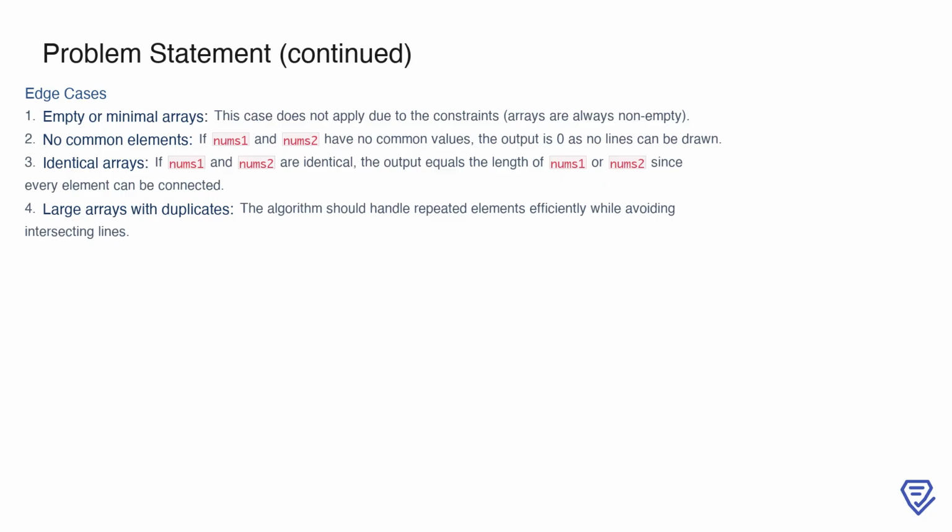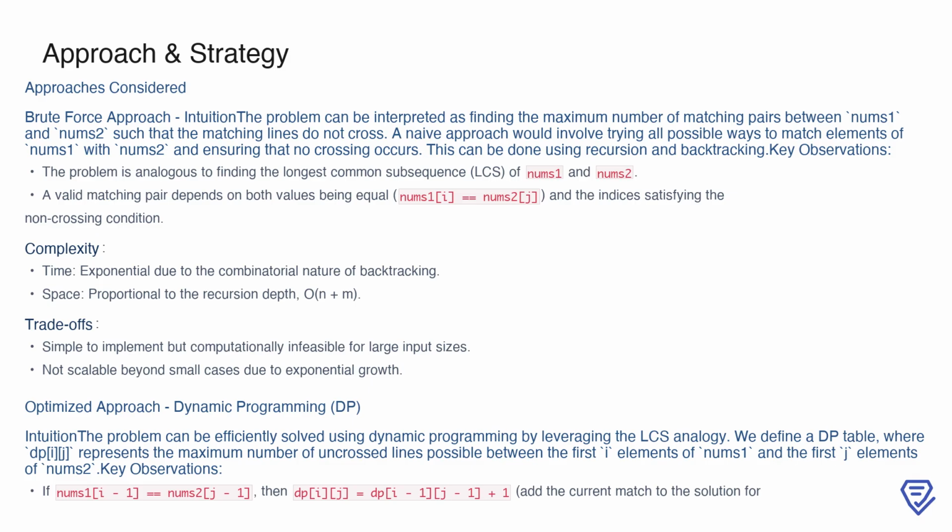for performance. To tackle the problem of uncrossed lines, we first considered a brute force approach. The idea here is to interpret the task as finding the maximum number of matching pairs between the two arrays, nums1 and nums2, with the condition that no lines connecting these pairs intersect. Using recursion and backtracking, we could try all possible ways to match elements from the two arrays and ensure the non-crossing condition is satisfied. However, there are key observations that make this challenging. The problem is analogous to finding the longest common subsequence, or LCS, of the two arrays, where a valid match occurs only if the elements are equal and the indices maintain the non-crossing condition.